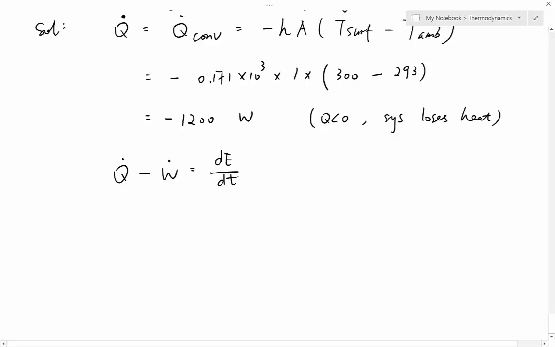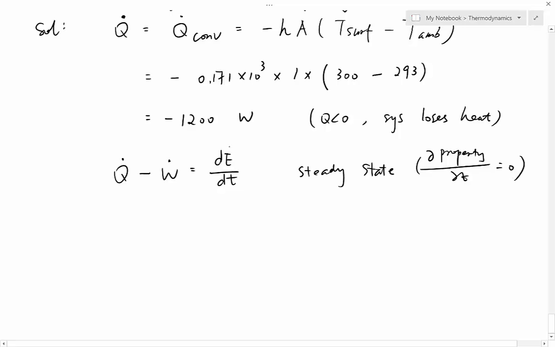Okay, so now recall steady state. What does steady state mean? No property changes over time. Do you remember how we wrote that in mathematics? If you don't, you can refer to our notes in the first week. Partial of any property over partial time must be equal to 0.